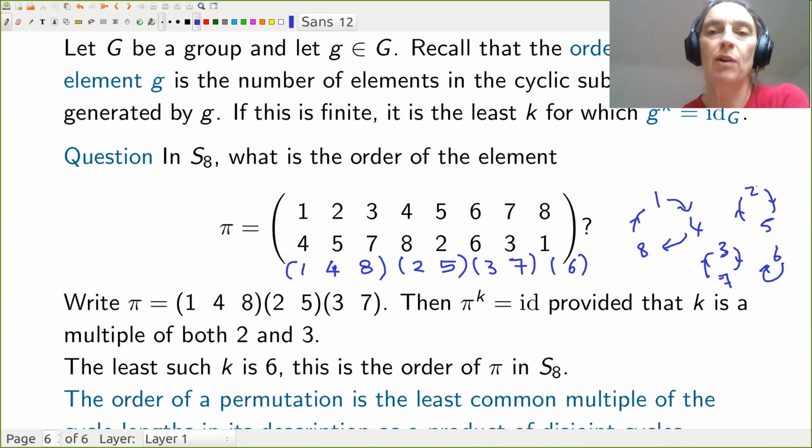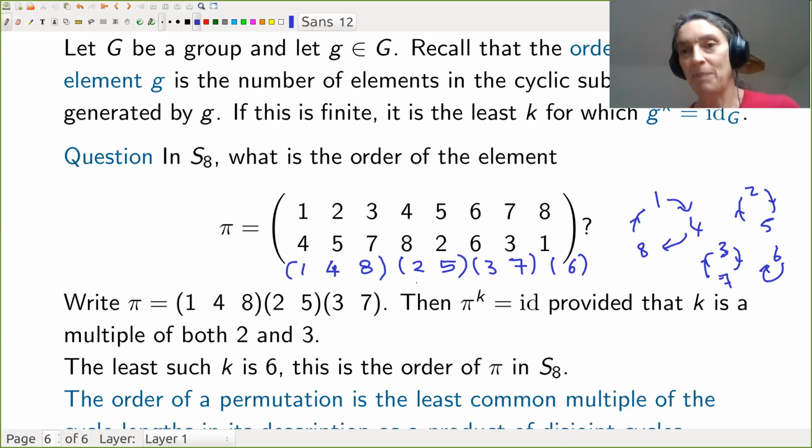So if we want a power of pi that sends everything to itself, that power must be a multiple of 3 in order to send the 3 elements in the 3 cycle to themselves. And it must be a multiple of 2 in order to send each of the 4 elements in the two cycles to themselves. That's 2, 5, 3, and 7. So the order of pi must be a multiple of 3, and it must be a multiple of 2. And provided that k is a multiple of both 2 and 3, pi to the k will take every element here to itself. So what we need is the least common multiple of 2 and 3, which is 6.